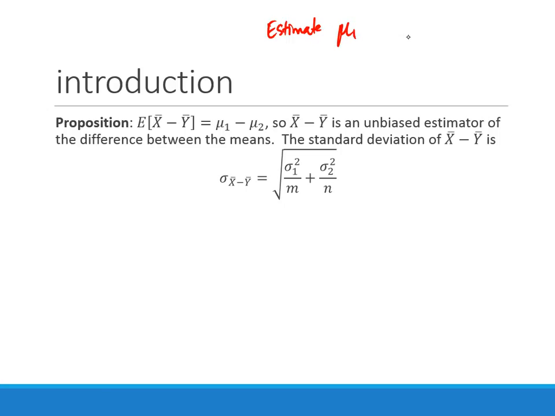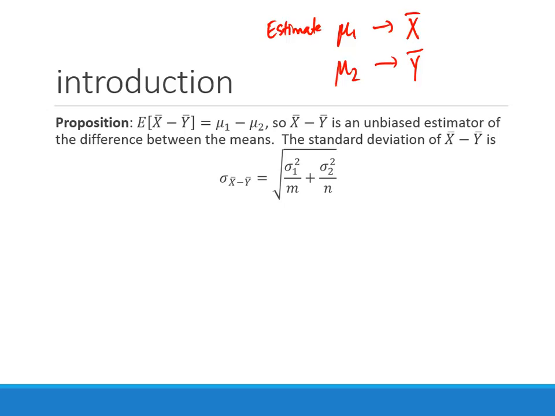Okay, so again, thinking back to what we did in chapter 7, if I want to estimate mu1, I can use x bar. If I want to estimate mu2, I can use y bar, the sample average, or sample mean, to estimate the population mean. So the proposition, going back to what we learned in chapter 5: the expected value of x bar minus y bar is mu1 minus mu2. So we have an unbiased estimator of our difference between means.